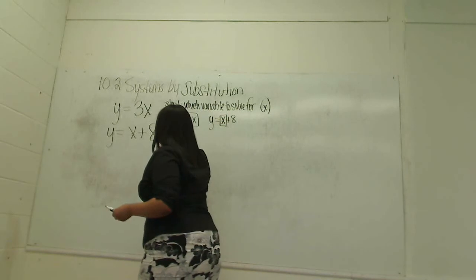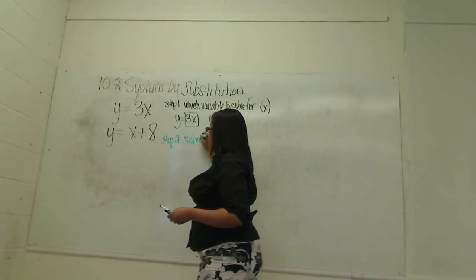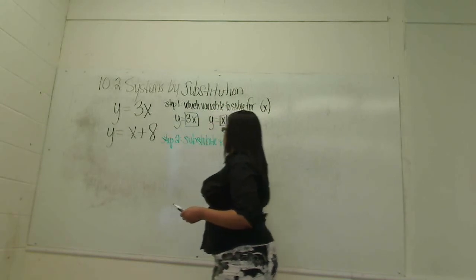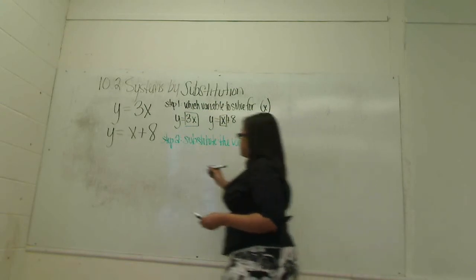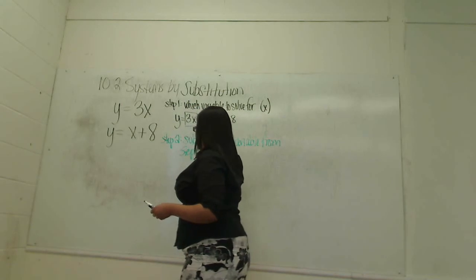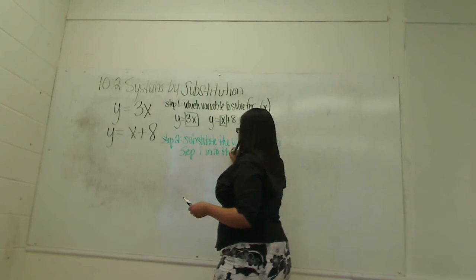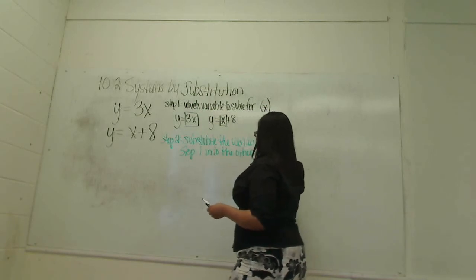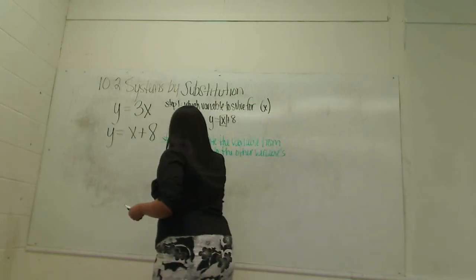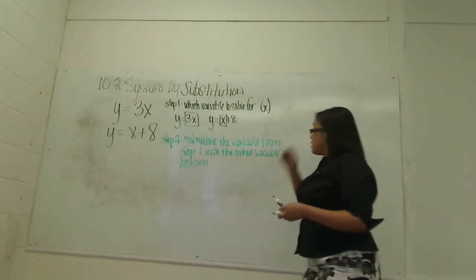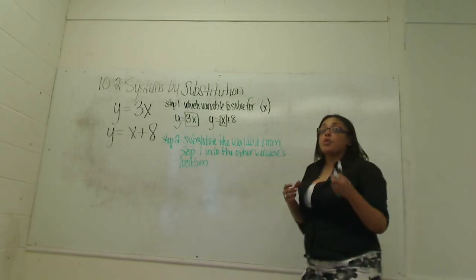Step 2. Substitute the variable from step 1 into the other variable's location. Okay? By this, the variable I want is my x. That means I have to put x in where y is.